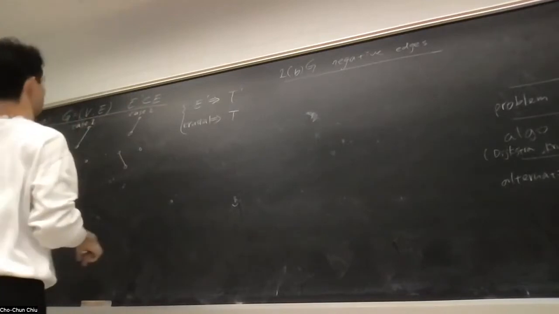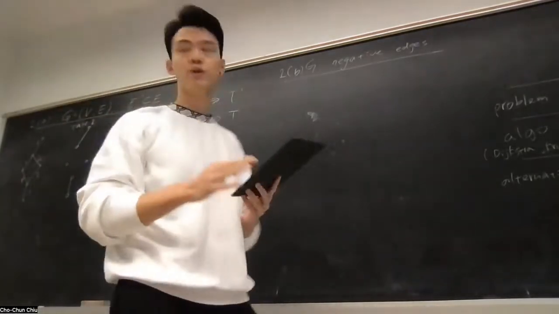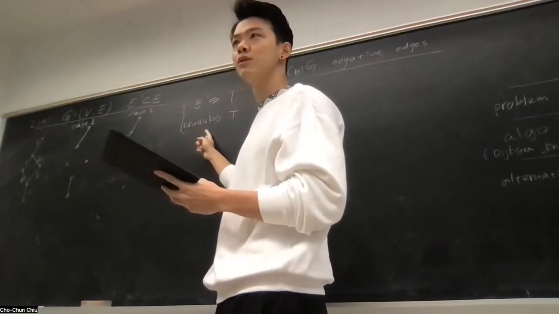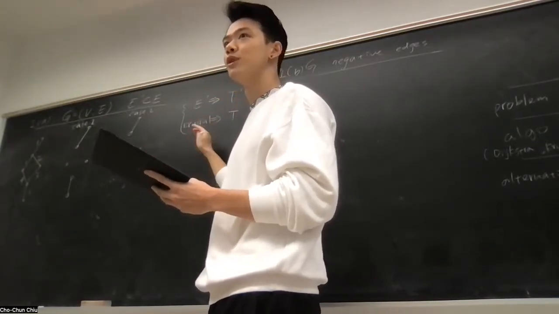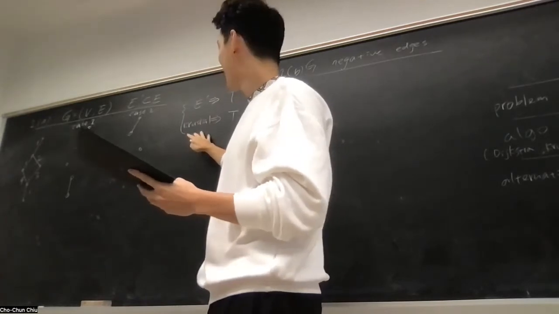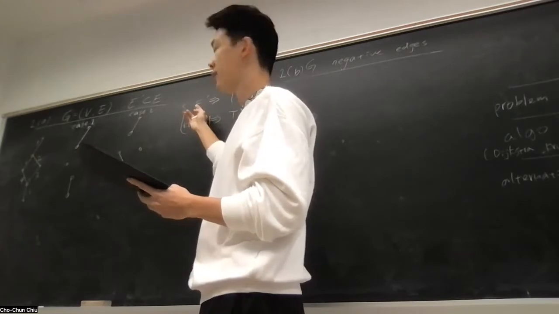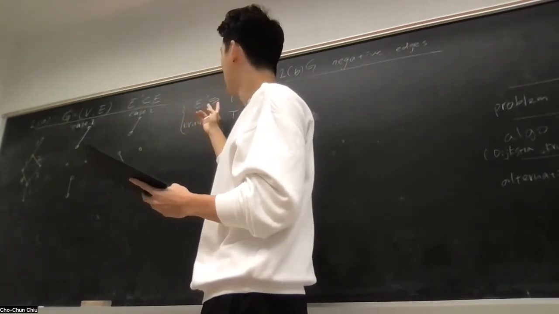If we run the algorithm like Kruskal, by the way, how do you guys pronounce this? Kruskal or Crusco? Kruskal. Okay, yeah. So if we run the Kruskal algorithm based on this subset of E, what will happen?